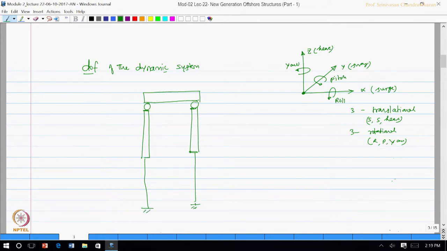So, being a triangular geometry, we know that the CG will be located closer to the left side. So, let us say this is my CG line. So, in the CG line, let us mark the water level as shown here.